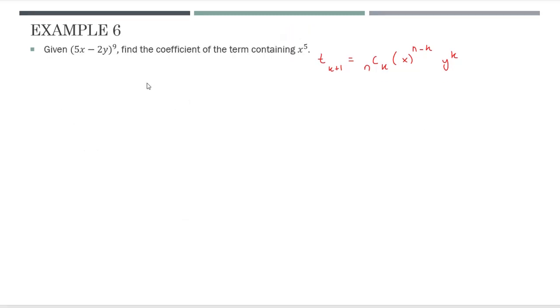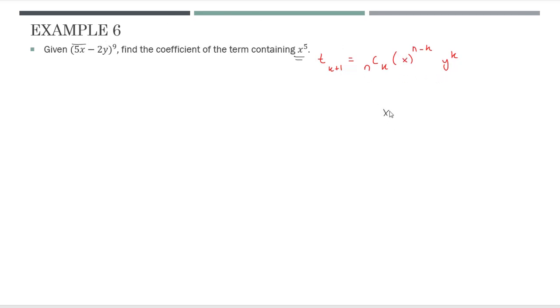All right, given 5x minus 2y to the power of 9, find the coefficient of the term containing x to the power of 5. All right, so we're not told the term number here, so we're going to have to base everything off this x to the power of 5. Now let's just double check, and it seems kind of mean, but is x actually in the x position? Yes, and y is in the y position. So we can just look at the formula normally.